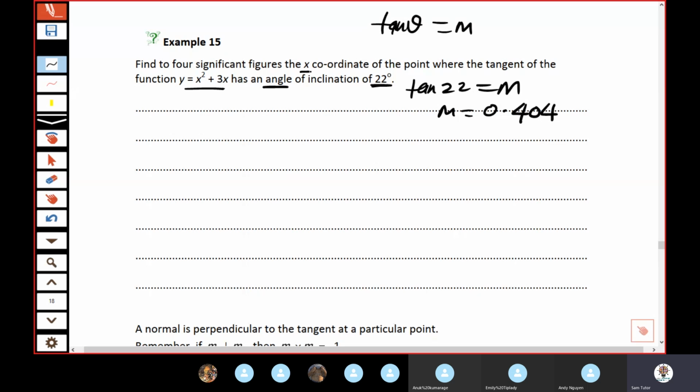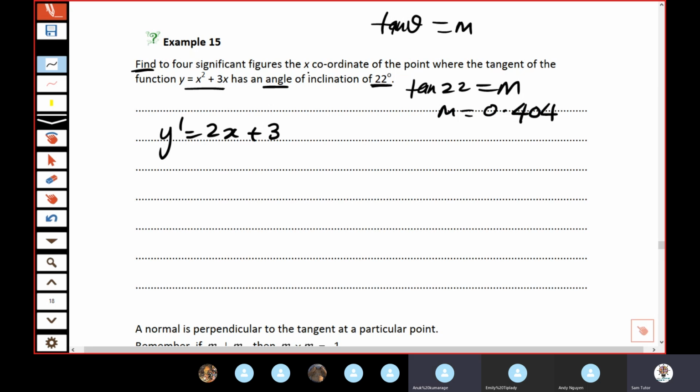And then it says find the x-coordinate of the point where the tangent has an angle of inclination. Okay, what are you going to do? Would you differentiate? So it's going to be 2x plus 3. Yes, and then? Would you sub in something? Okay, look what you're trying to find. I'm going to try and make it really easy for you. Don't lose track of what you're trying to find. What are you trying to find here?